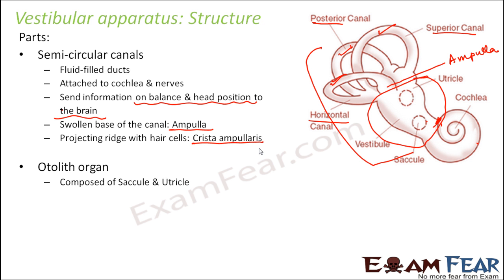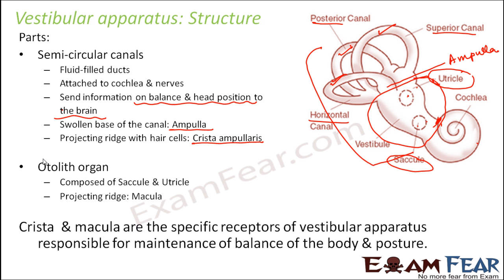Now let us talk about the otolith organ. The otolith organ is composed of the saccule and utricle. Here you can see the utricle. This is the utricle and this is the saccule. Here also you have a projecting ridge called macula. This crista and macula, the projecting ridges, are the specific receptors of the vestibular apparatus.